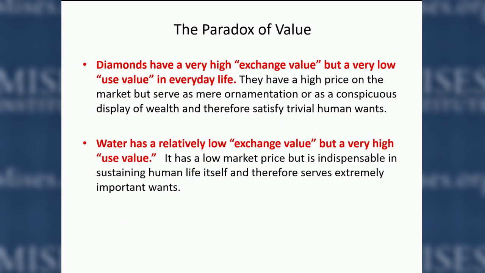So unfortunately, the classical school got bogged down in what we call the water diamond paradox. As it says there, diamonds have a very high exchange value, but a very low use value in everyday life. They have a high price on the market, but serve as mere ornamentation or as a way to impress your neighbors that you're rich and so on. Water has a relatively low exchange value, but a very high use value to human beings. Without water, you can't go more than 2 or 3 days without your vital organs shutting down. But it has a low market price. Well, how do we explain that? If you're talking about broad and abstract classes, water versus diamonds, you can explain it.